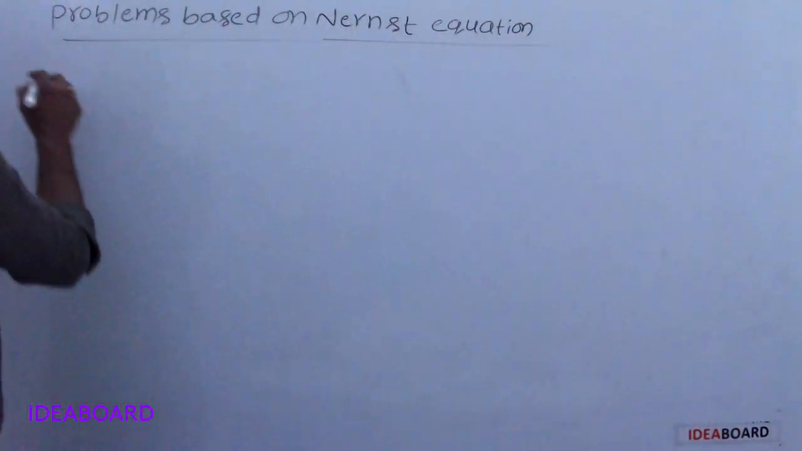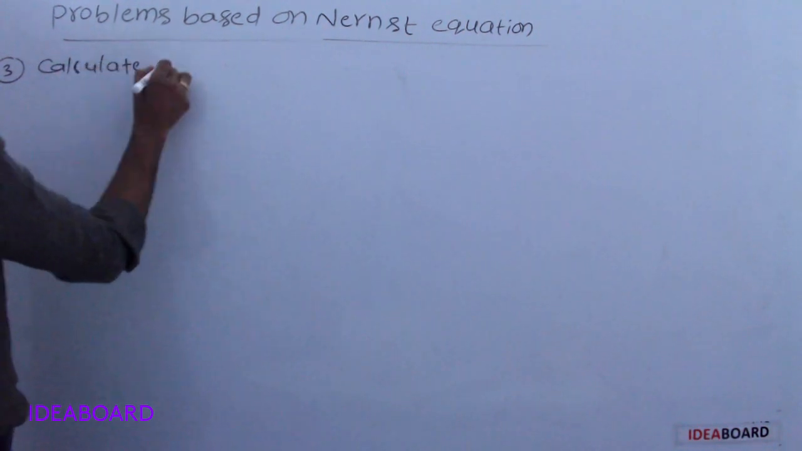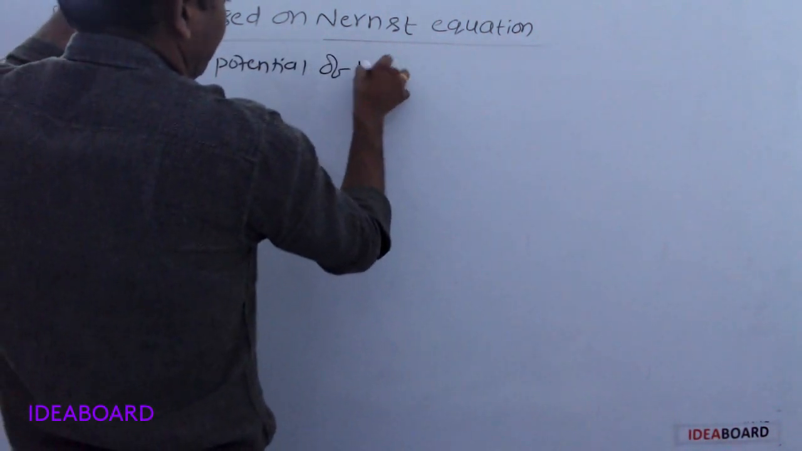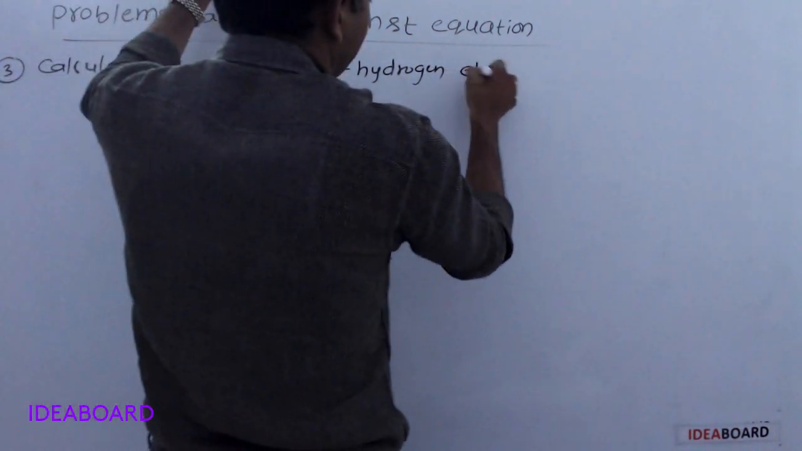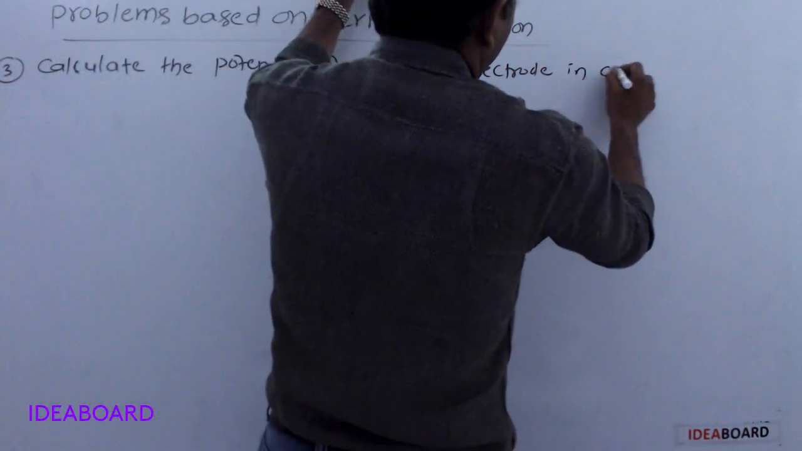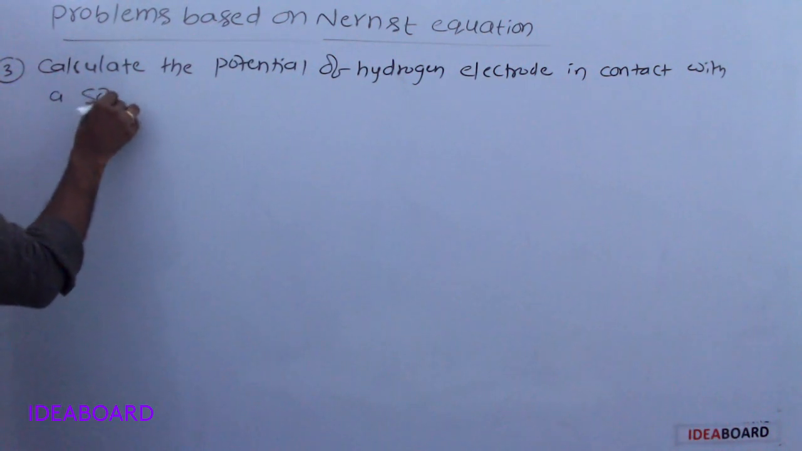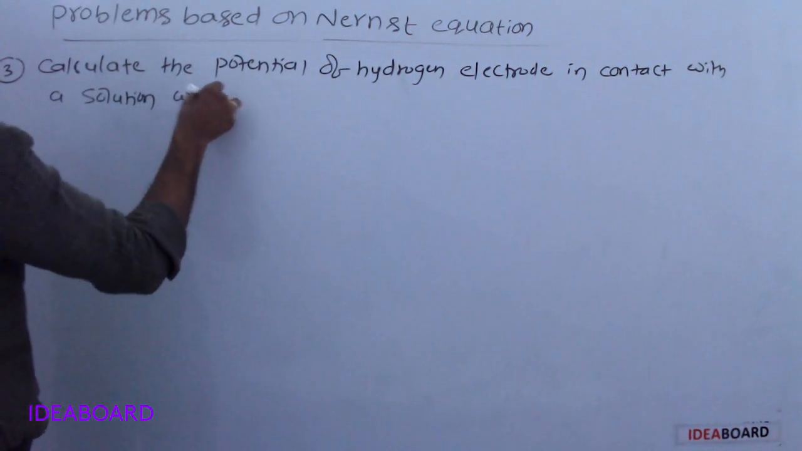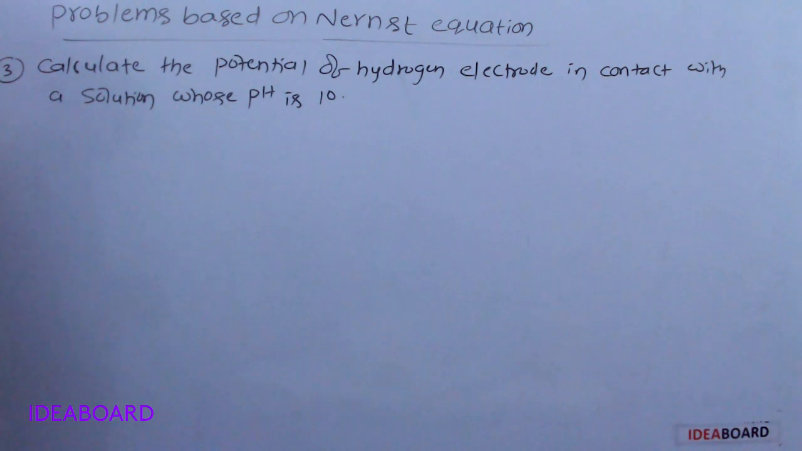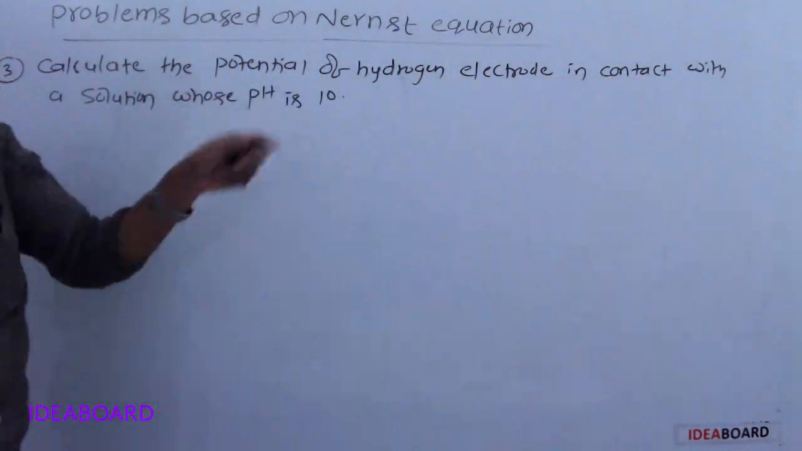So, next problem. Calculate the potential of a hydrogen electrode in contact with a solution whose pH is 10.